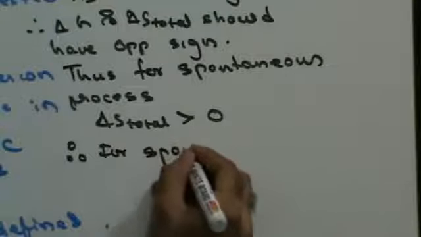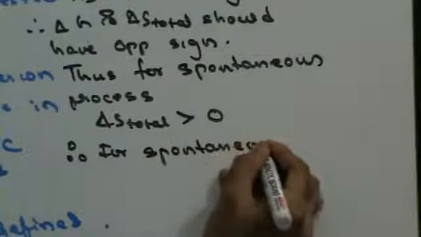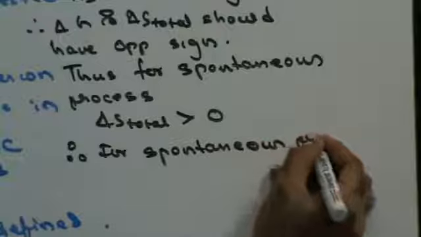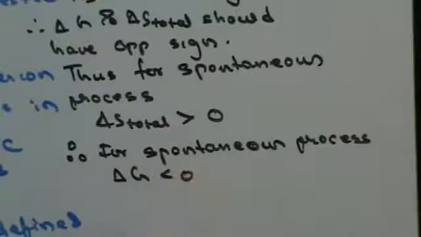Therefore, for a spontaneous process, the change in Gibbs energy will be less than 0. Fine, do we get this in here?